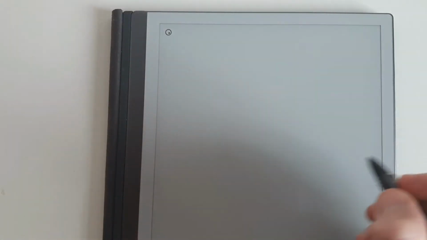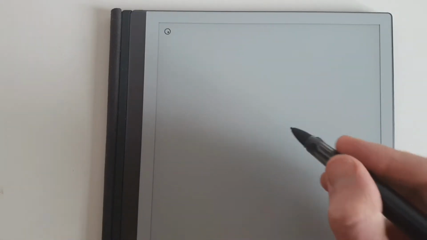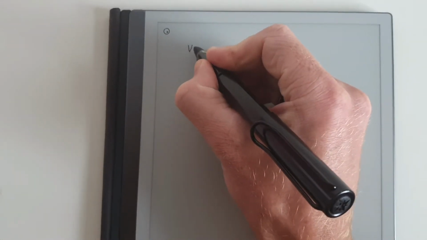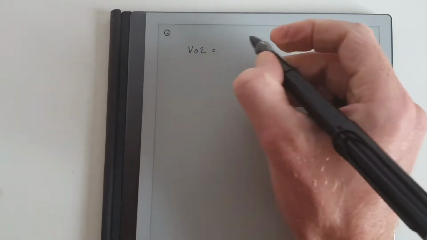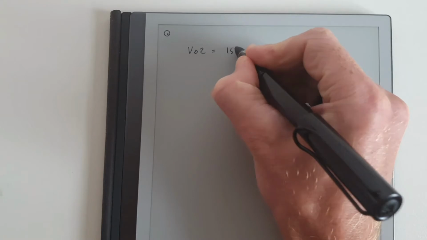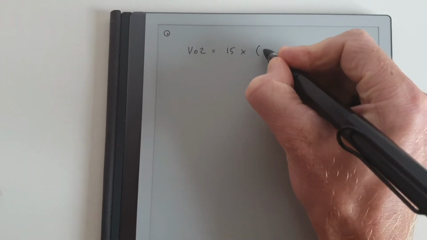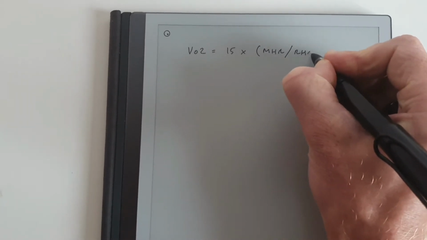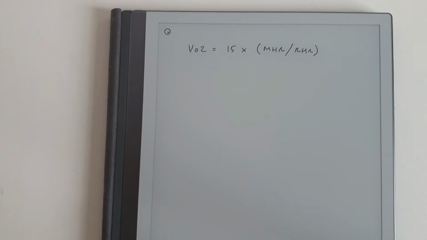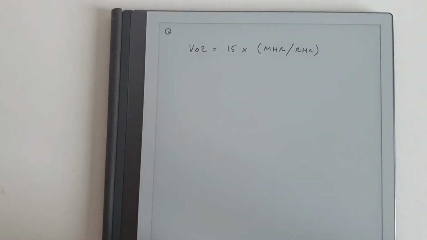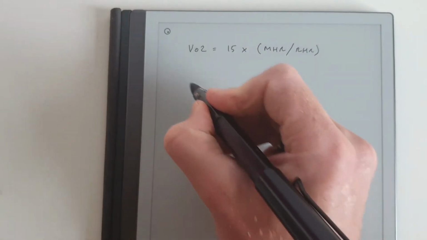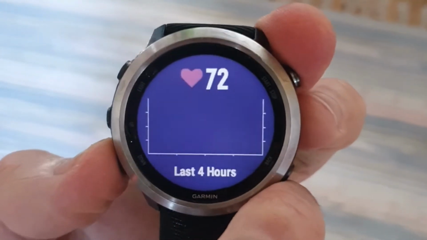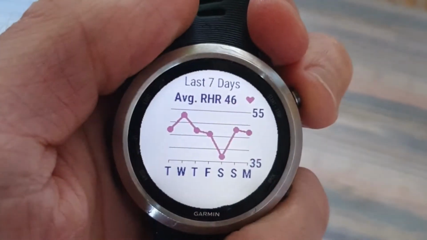Okay, I just want to talk about a simple but powerful formula to calculate VO2 max. So the formula is VO2 equals 15 multiplied by maximum heart rate divided by resting heart rate. Okay, and I just want to show you an example using myself. For resting heart rate, I use my 7-day Garmin average.